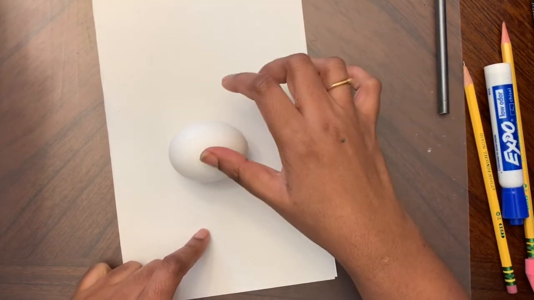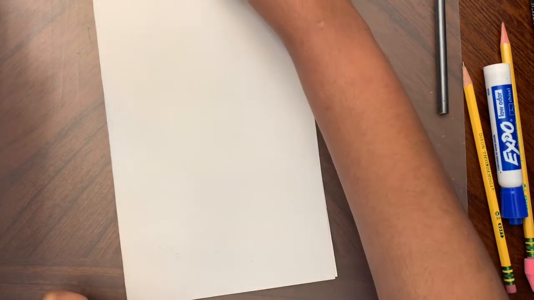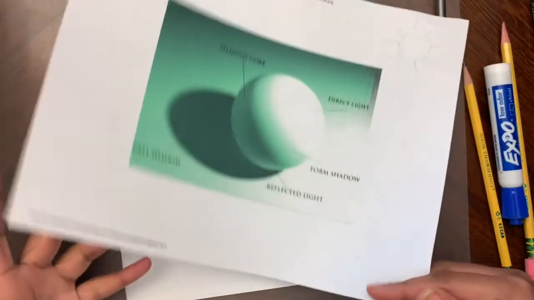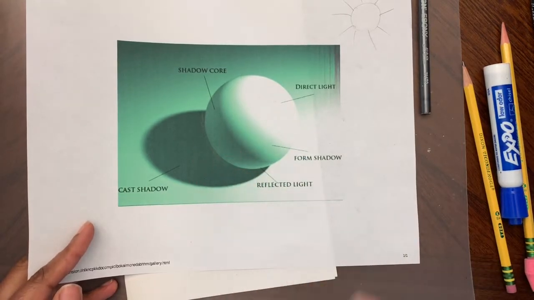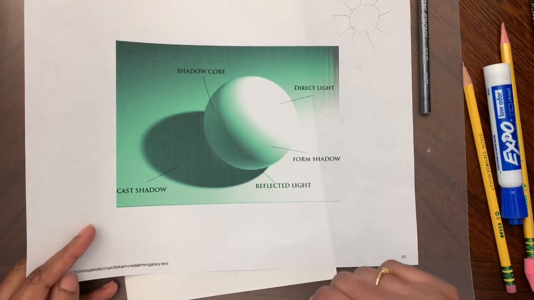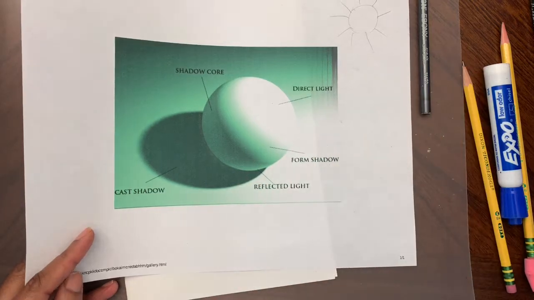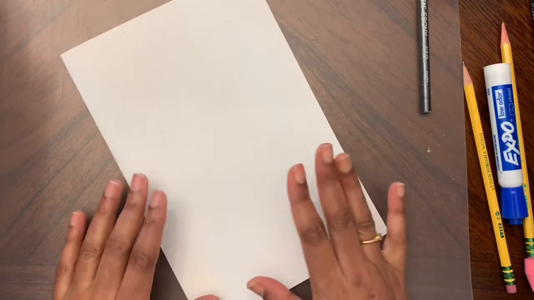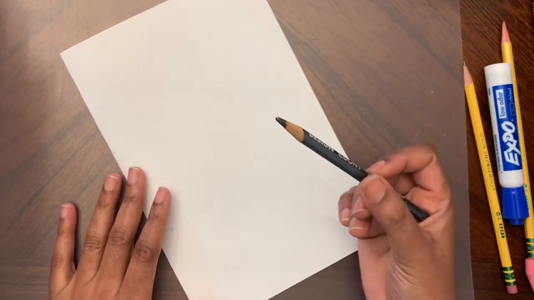So that won't work. What I'm going to do is put the egg next to me. I'm just going to draw the shape of the egg, but I'm going to add all these things that need to be done just from my imagination. I'm going to pick a light source and then do the rest. So you can also do the same. I'm going to first draw the egg.